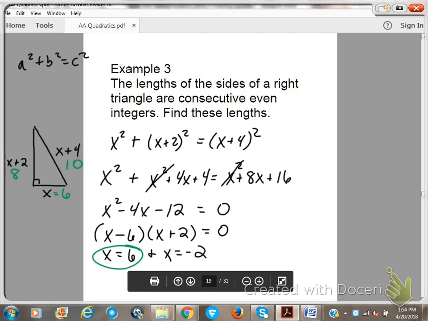Matt, you don't do corrections at all. And why is it that you circled the 6? Can you have a negative side to a triangle? That's why we only want the positive.